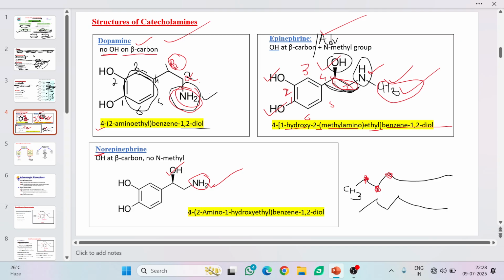So 4, 1 2 3 and 4. So similarly the fourth position comes here. 4 in bracket 2 amino. Again 1 and this is 2. So 2 amino, this is amino. 1 hydroxy. Okay, this is 1 hydroxy. Benzene 1 2 diol. Okay, benzene, this is 1 and this is 2. Benzene 1 2 diol. Okay, so this is the basic structure of these three catecholamines with their IUPAC names.